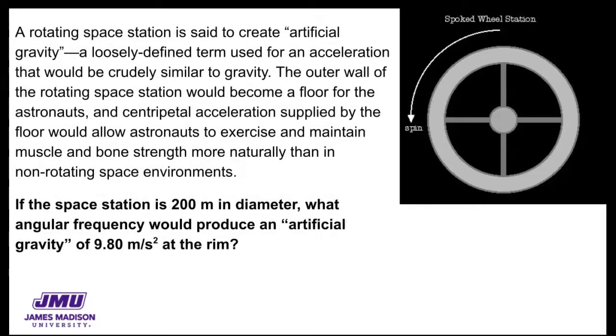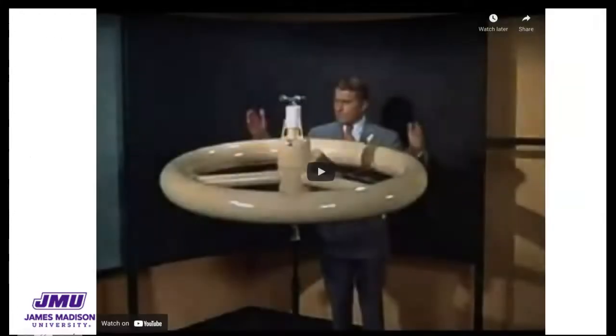A rotating space station is said to create artificial gravity. It's a term I would prefer we don't use mostly. Simulated gravity is a much better way to describe what's happening here. The question is, if the space station that we are going to use to simulate gravity is shaped like the one shown here and is 200 meters in diameter, what angular frequency would produce an artificial gravity of 9.8 meters per second squared at the rim of the wheel? In class, I will ask you whether or not you were able to determine an answer for this, so please try to bring that answer to class.